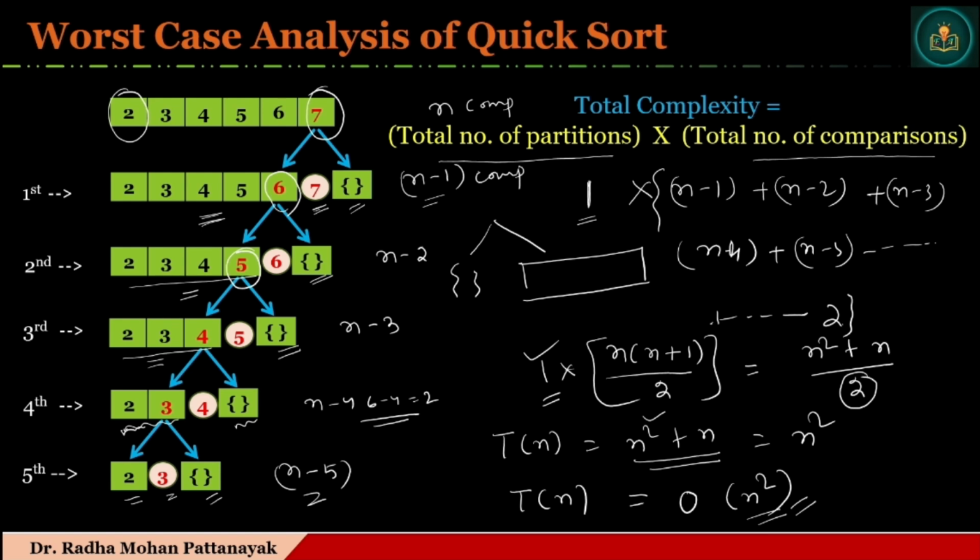Clear? What is the best case of quicksort we found? That is n log n. Similarly, what is the worst case we found? That is big O of n square. I discussed all the concepts, how to find the complexity of the quicksort algorithm in the best case as well as the worst case. I hope everybody understood it.